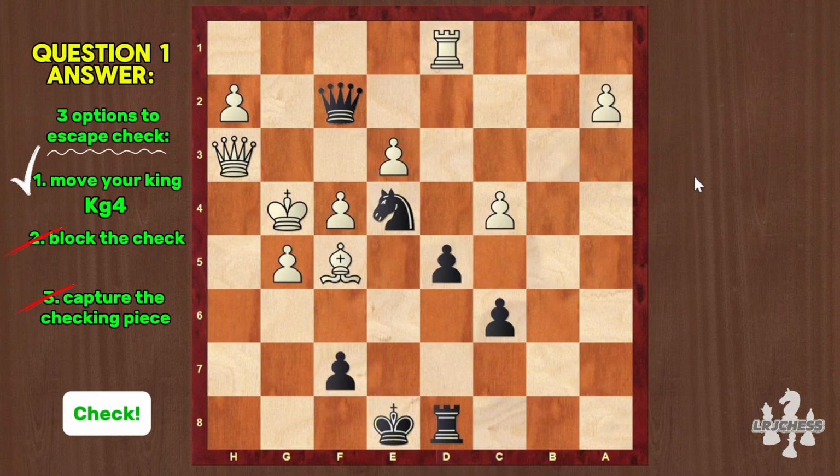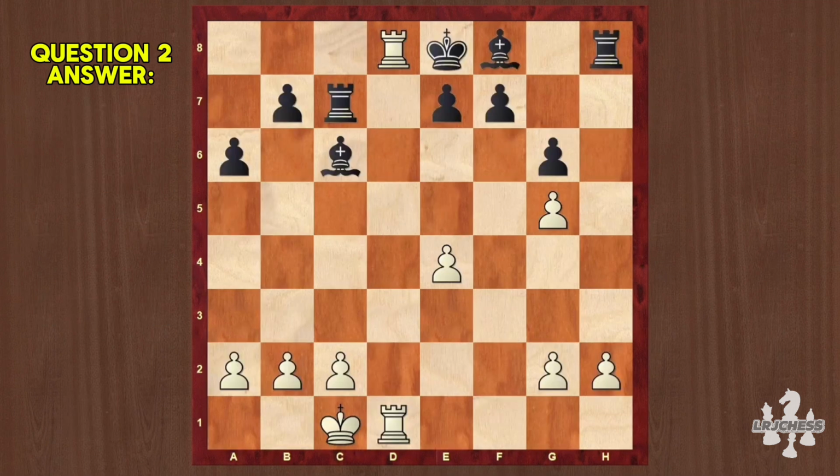Let's move on to position number 2. In this one, I asked if it was check or checkmate. Here, the rook on D8 is putting the king in check. So let's look at the 3 ways to escape check.